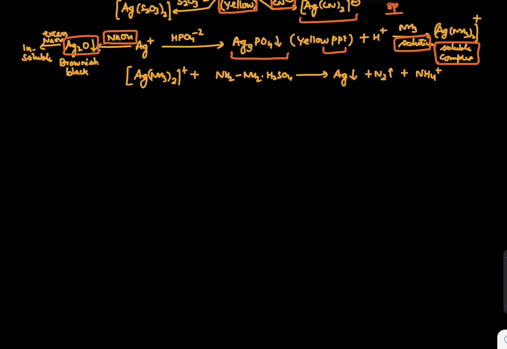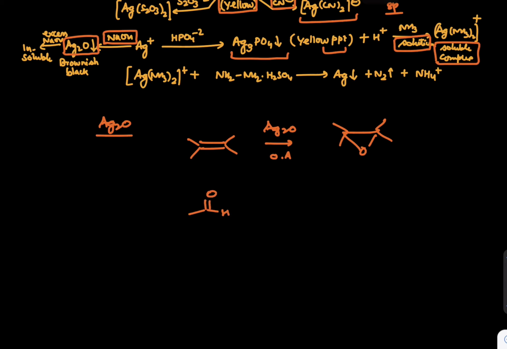So what is the role of Ag2O, if you revise from the earlier discussions? If any alkene is given to you and you're using Ag2O, it forms an epoxide from the alkene, right? So we can say it is playing the role of an oxidizing agent in a way. The same Ag2O can also be used for oxidation of any aldehyde, which will go to an acid. So all these things we already know. Ag2O is brownish black as mentioned here, and in excess NaOH this becomes insoluble or it cannot react further. So I hope you understood the whole discussion.